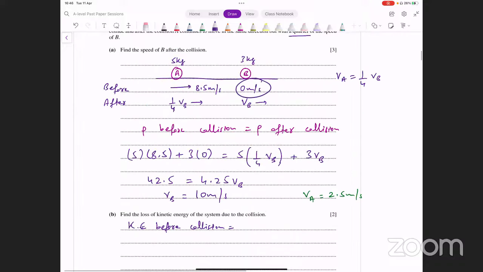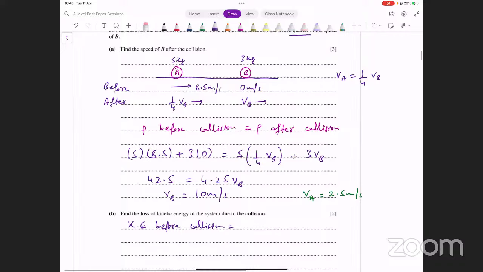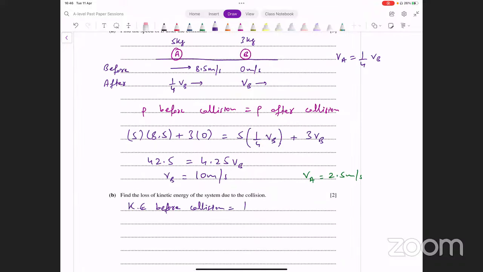You see, B was at rest before collision, so it has no speed, and its kinetic energy is also not there. What about kinetic energy of A? Half into mv square, so that's half into 5 into speed of A, which is 8.5 squared. That is going to give you the kinetic energy before collision of A. B's is 0 anyway, you don't need to consider it. This is the formula I'm using here. Half mv square for kinetic energy. Let's evaluate this and see what this turns out to be. 2.5 into 8.5 squared. That is giving me 180.625.